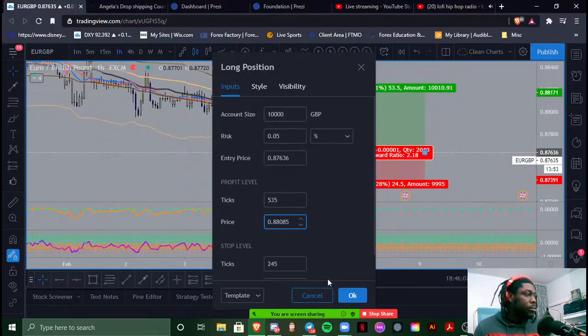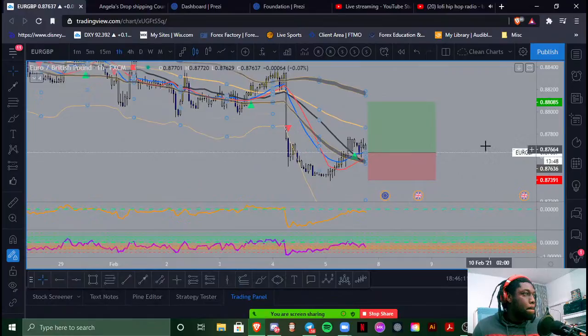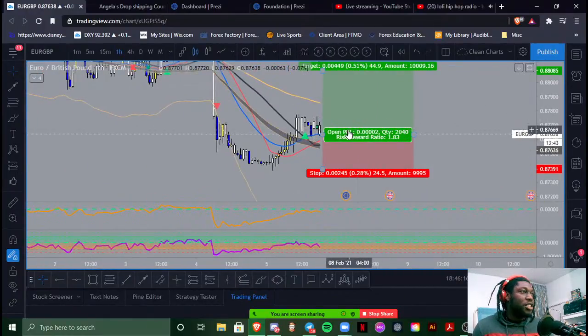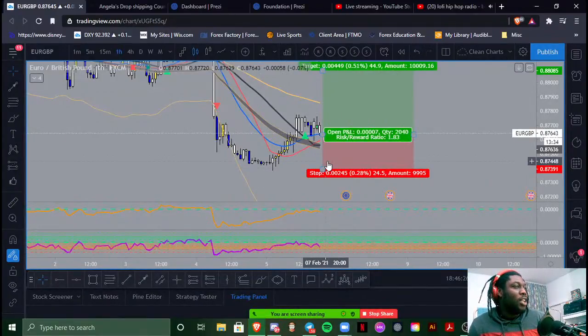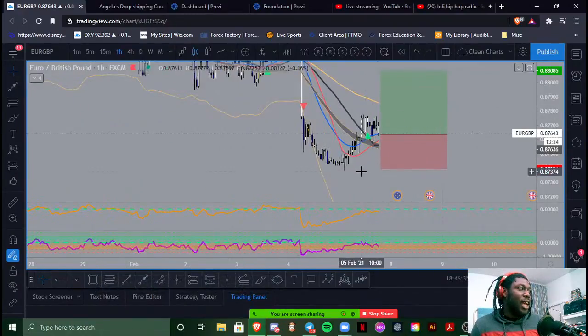0.85. Sure. Why not? So that's a 1 to 1.81. Sorry, I can't speak. The risk to reward ratio is 1 to 1.83. I'm gonna go ahead. Yeah, I'll just leave the stop loss right there, 24 pips. But definitely, I would put more of a stop loss lower than here, like 0.87368.